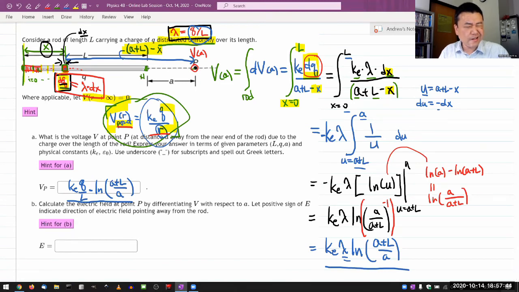Let's see, is there something I need to say about this? I think it's good where it is. That's the answer. Once you know how to set it up, once you get through setting up the integral, then the rest is fairly doable. It's just math.